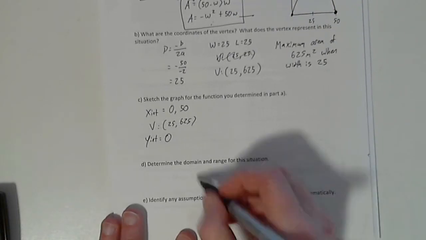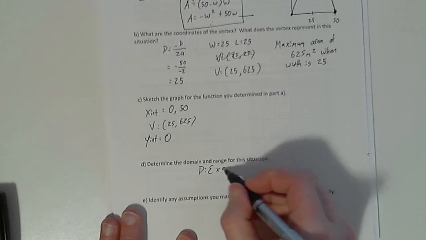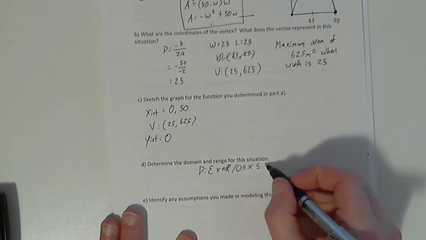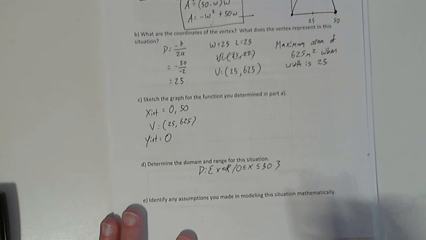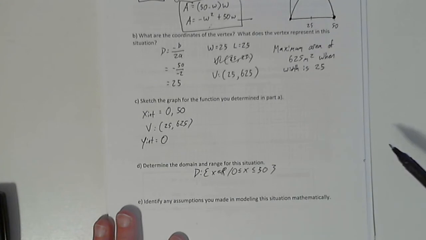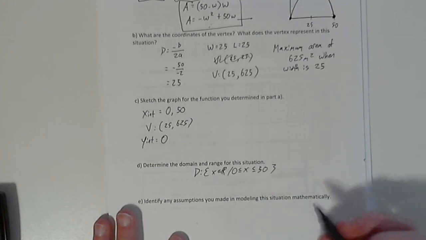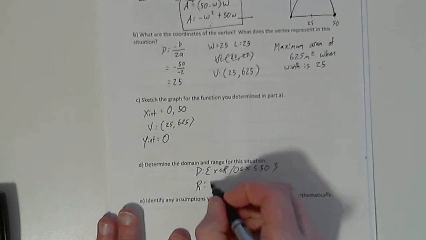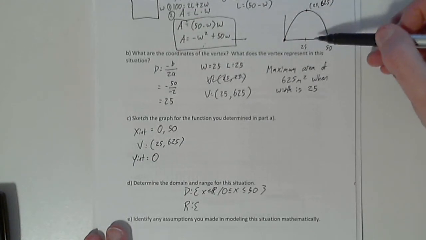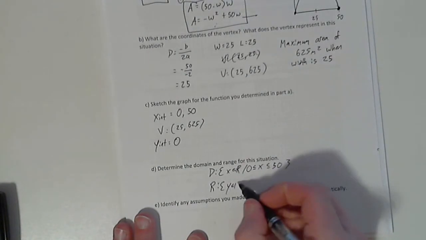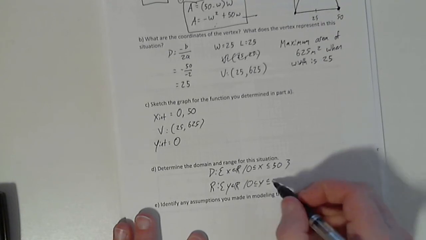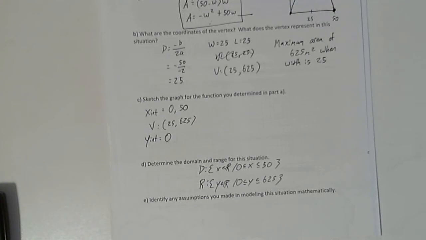Determine the domain and range of the situation. Domain is x is a real number, so long as x is between 0 and 50. Although it's not really x in our situation, right? It's more w. That would probably be better to say, unless you rewrote the formula with x's and y's. But in this case it would be w, but I'm not going to rewrite that. Range is, it only is for our graph, so it's going to be between 0 and 625. Y is a real number, so long as y is between and including 0 and 625. Good.